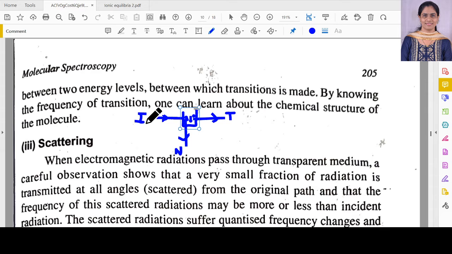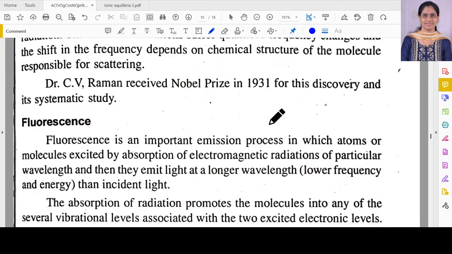Okay, radiation after scattering: if the intensity is measured at a 90 degree angle, that technique will be nephelometry. If intensity is measured at a 180 degree angle, the straight path, that will be the turbidimetric technique. Okay, that we have seen.